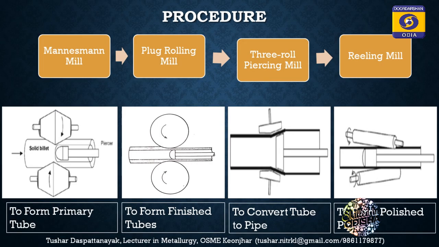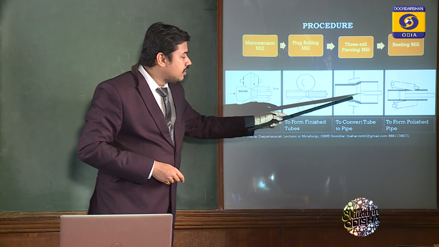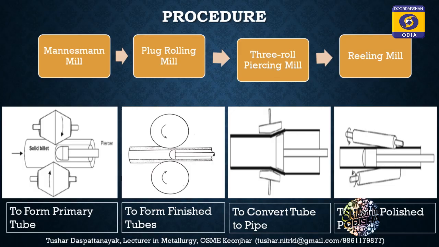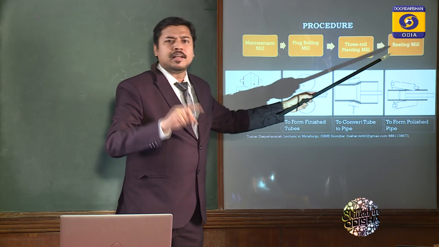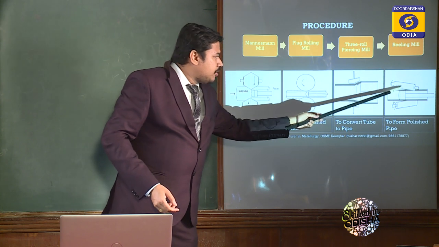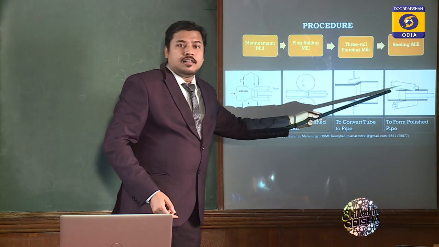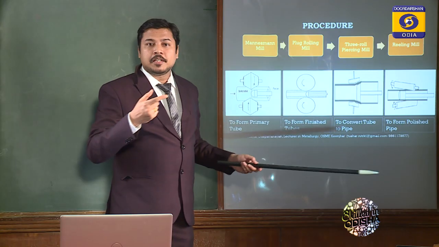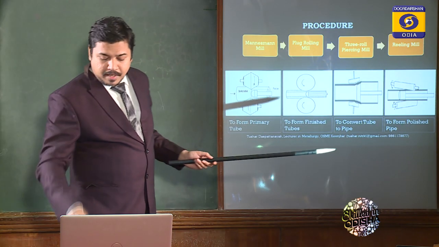Next step is the 3-roll piercing mill. We use three rolls, 1, 2 and 3, to convert the tube into pipe, or to make a more concentric and smoother pipe. In the next step, the reeling mill polishes it. We use two different cylindrical rolls to get a polished pipe. This is the overall procedure to produce seamless pipe.